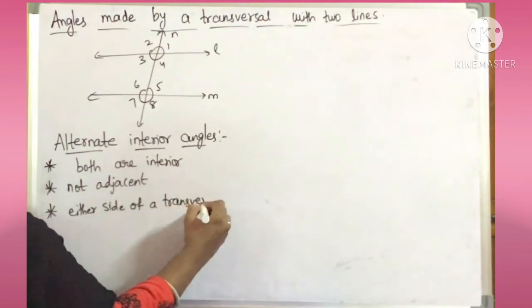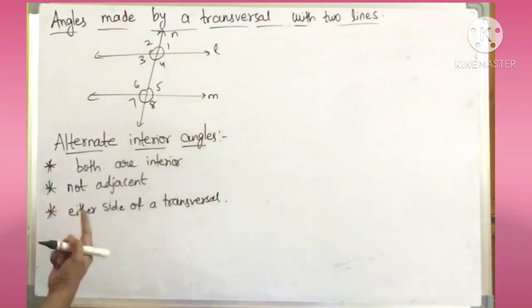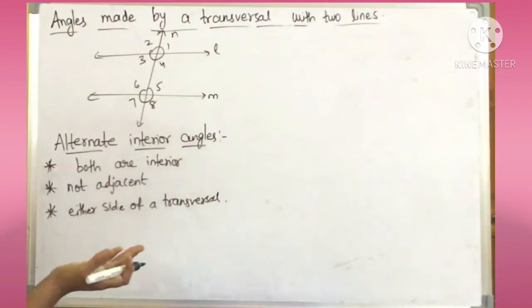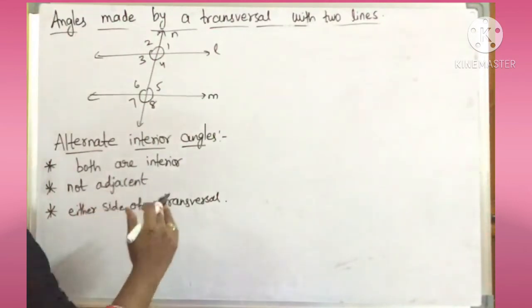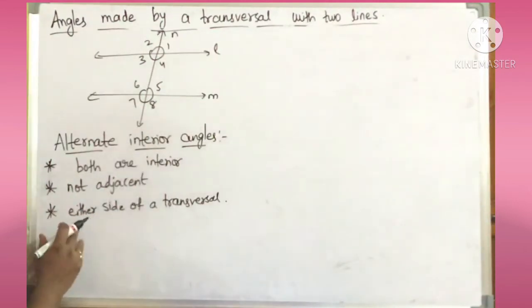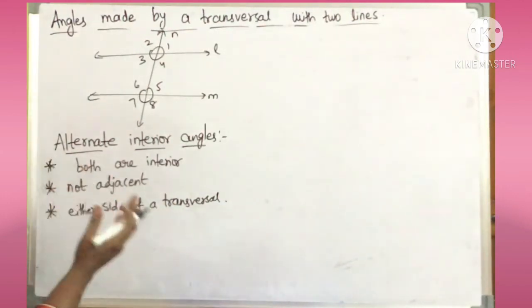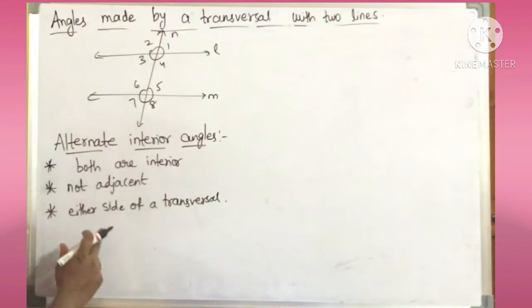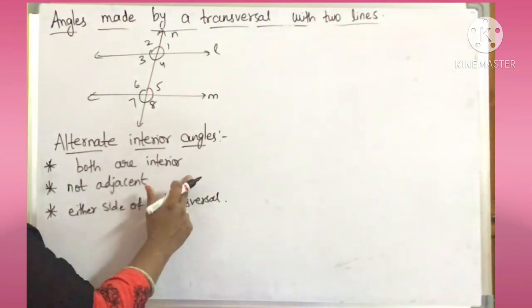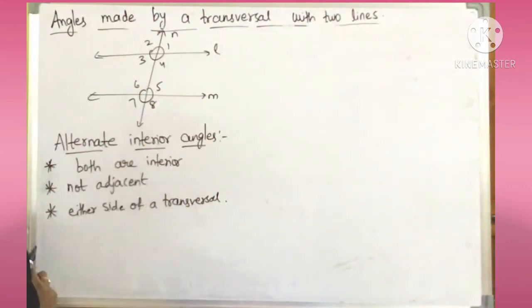Understood the difference? Same side, either side. Same side means, just now I discussed, the corresponding angles are on the left side or right side. Here, either side means one should be on the left side and another should be on the right side. So these are the three conditions. Both should be interior, they should not be adjacent, and either side of a transversal. This forms alternate interior angles.